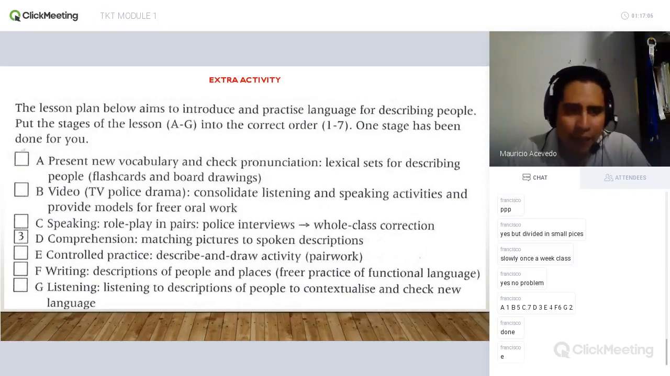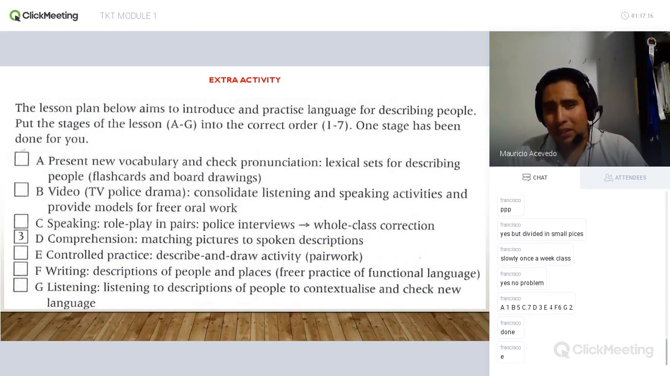Number six for you, it's F, writing descriptions of people and places. Could be, although if I have already seen the video, maybe I would choose first the speaking role play. Maybe, maybe. But let's see. Okay, no, then for you, number seven, it's letter C, the speaking, and that's it, right?